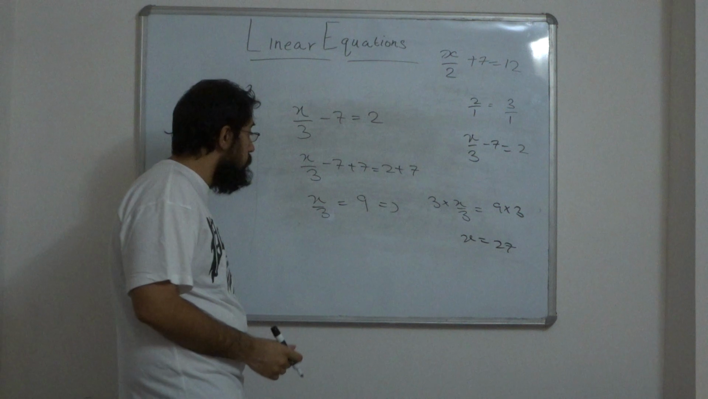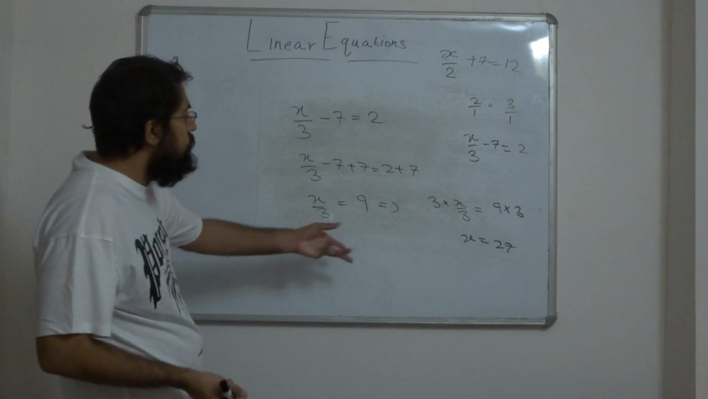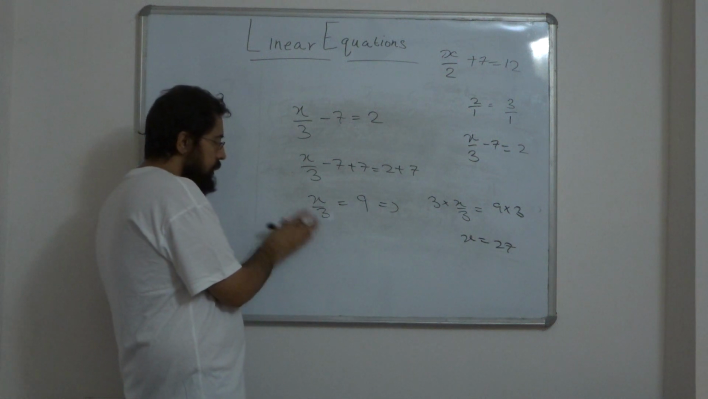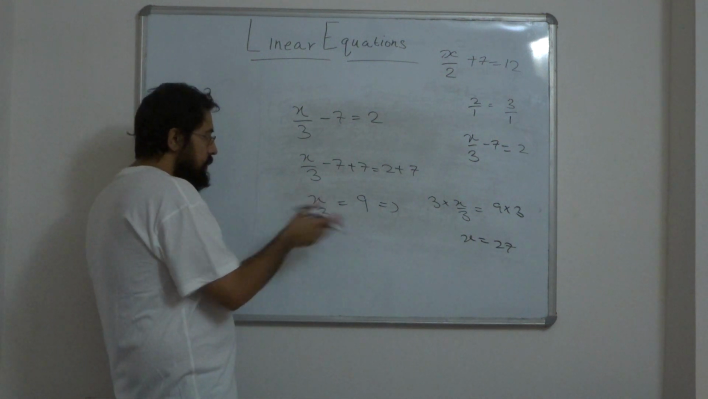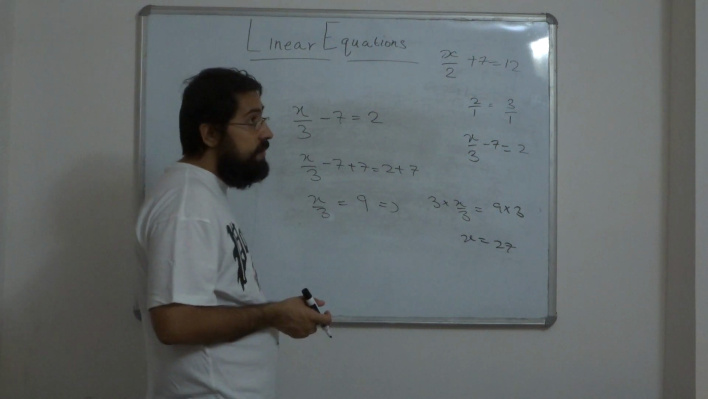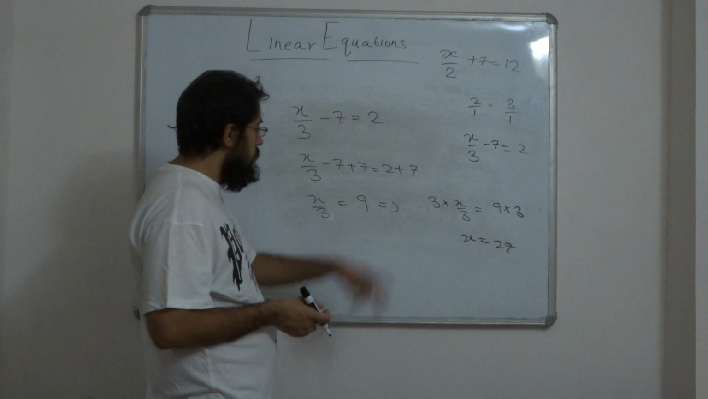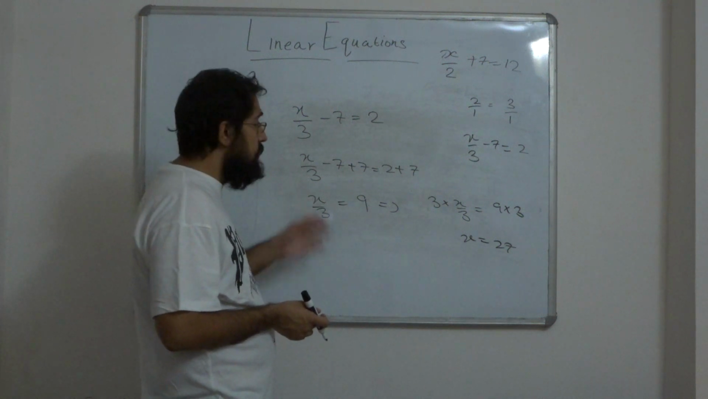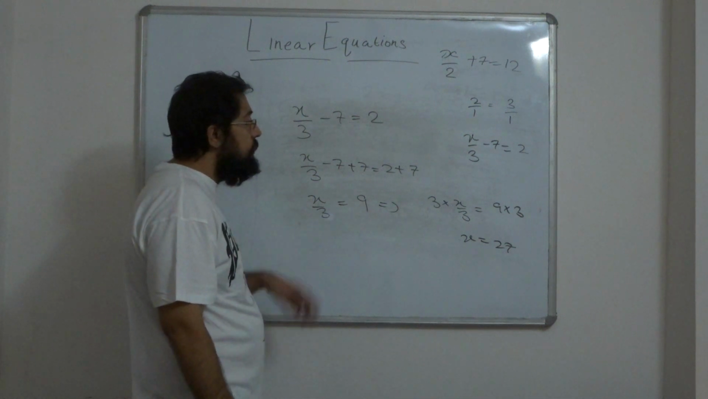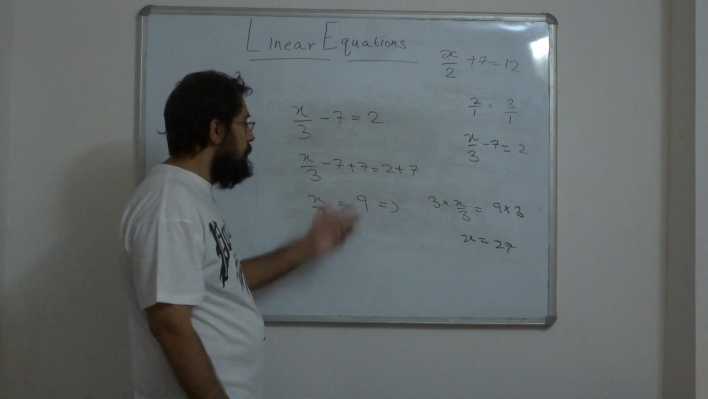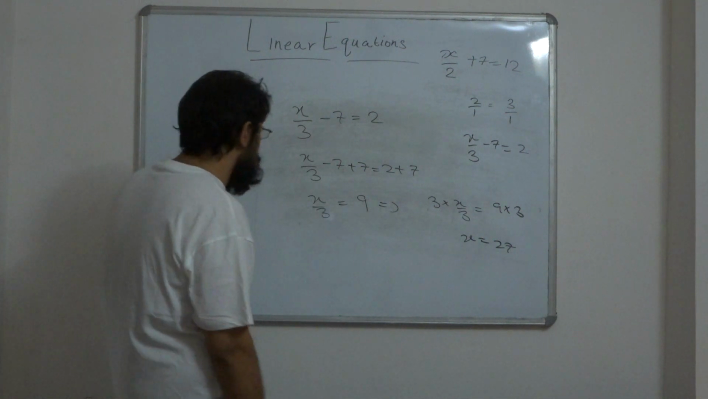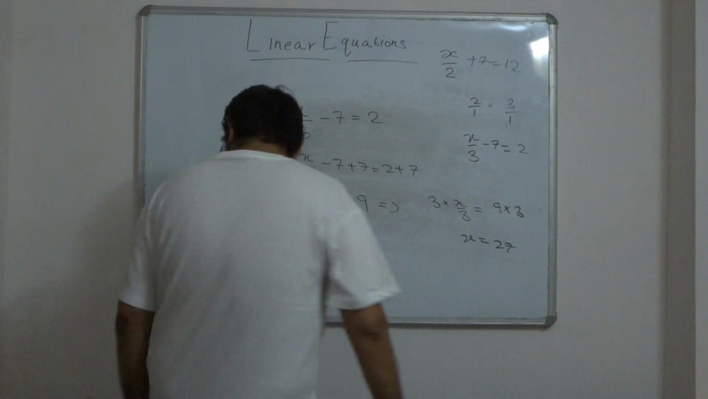Okay, so guys, remember one thing. You don't really have to multiply by both sides. You can just say that 3 divided by 3 is 1, so 1 multiplied by x is x. And 3 divided by 1 is 3, and then 9 multiplied by 3 is 27. Basically, you can just assume multiplying both sides by cross multiplying. That's the beauty of cross multiplying.